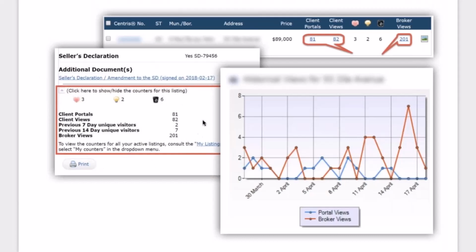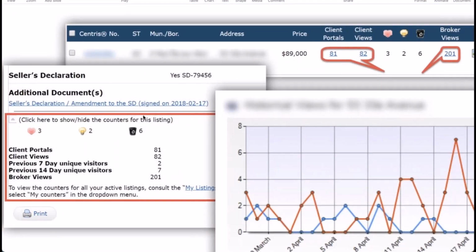So this section here is at the bottom of your listing. So when you're on your matrix and you're looking at your listings, if you scroll down to the bottom of your page, you'll see this little line here, click here to show or hide the counters, and when you open up the menu, this is where you get to see this information.